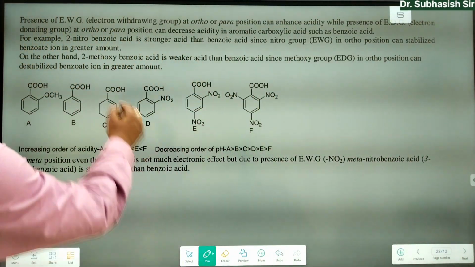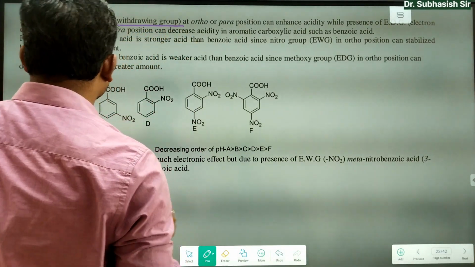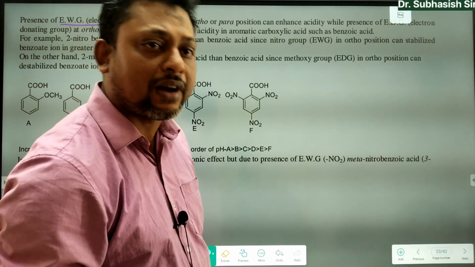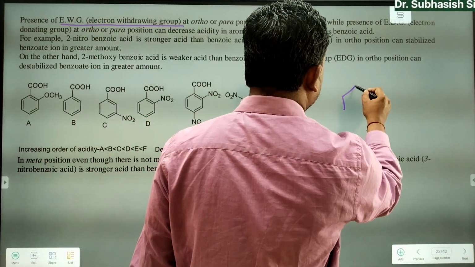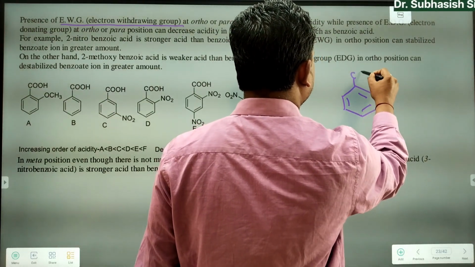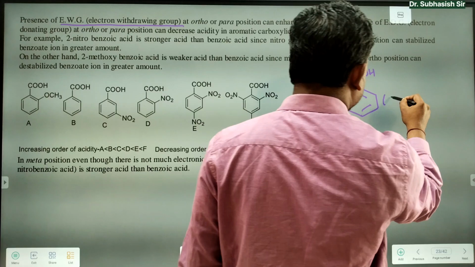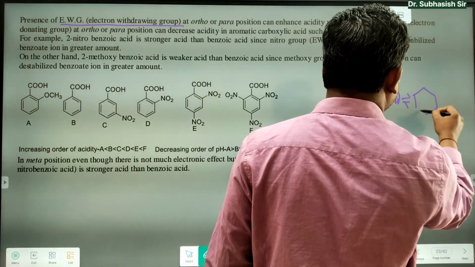So again I have written here, you can see the electron withdrawing group at ortho and para position can further increase the acidity in case of benzoic acid. For example, if you write the structure of benzoic acid, you will see in its aqueous solution, if you give water, you will get what?